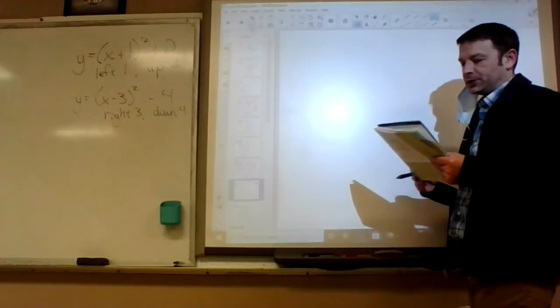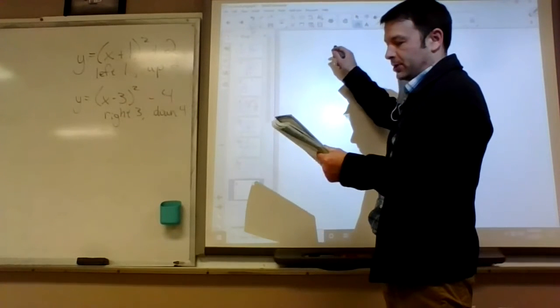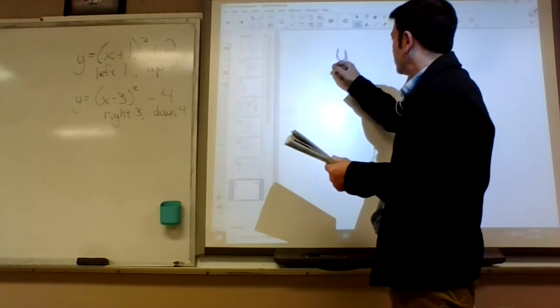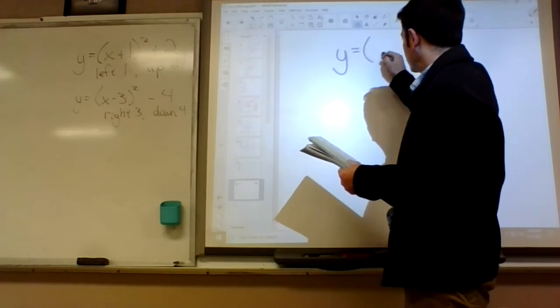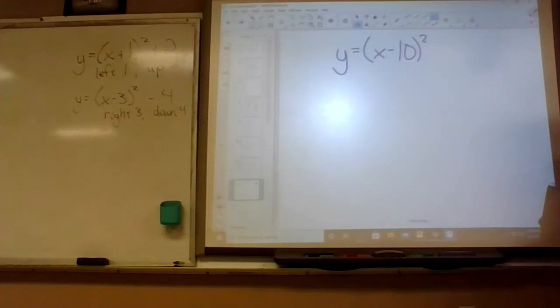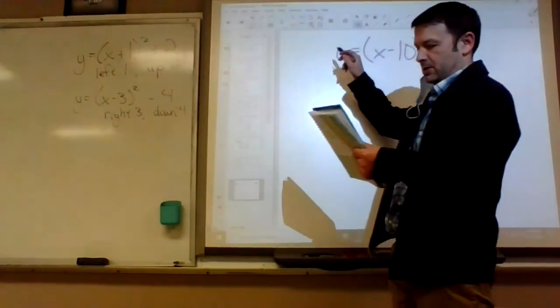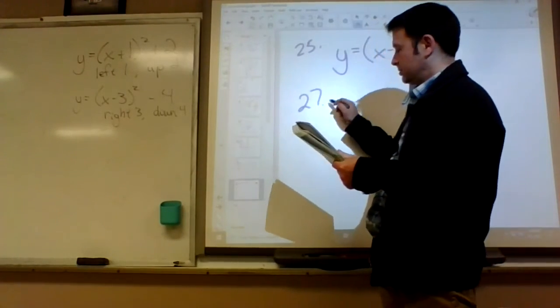How do I write a function? Okay, we're using the y equals x squared function. How do I make the function go 10 to the right? Minus 10. Outside or inside parentheses? Inside. That moves it 10 to the right. Don't forget the little square thing on it. The little 2. Alright, that was 25.